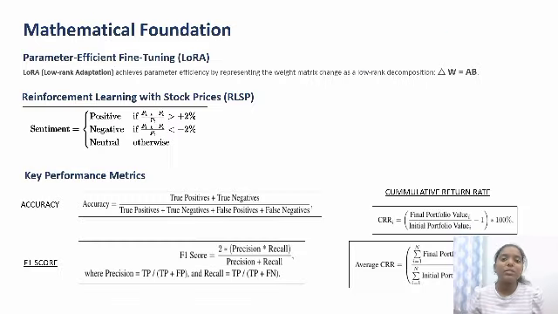Now comes the mathematical foundation of FinGPT. At the core of FinGPT is LoRA or Low-Rank Adaptation, which makes training efficient by decomposing weight updates into low-rank matrices. For self-supervision, RLSP leverages stock price changes. For example, plus 2% labels related news as positive. We evaluate performance through three metrics: accuracy, F1 score, and cumulative return rate, ensuring both linguistic prediction and financial realism.